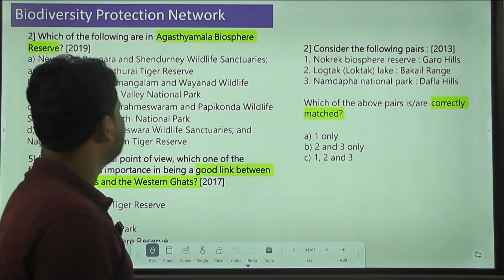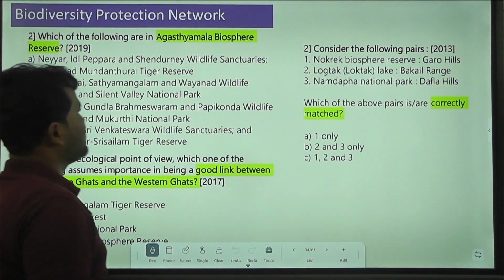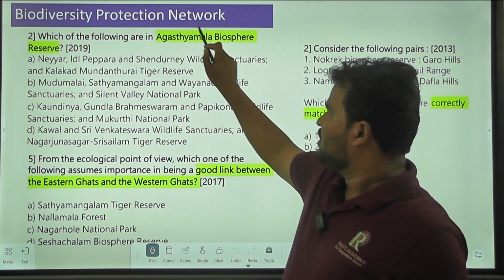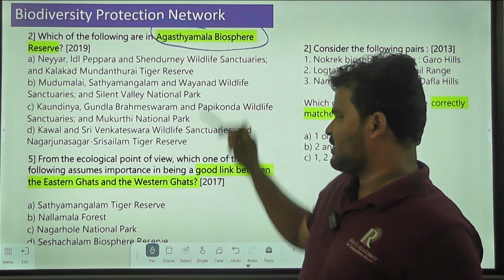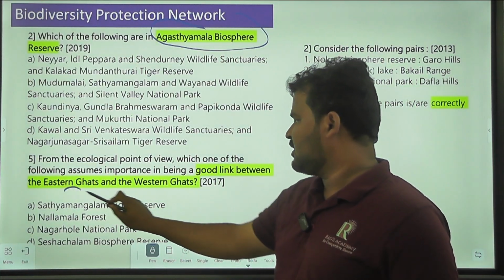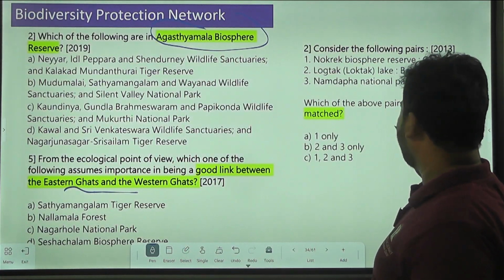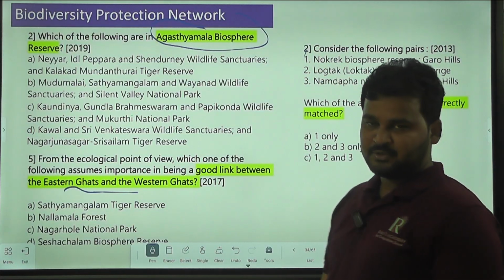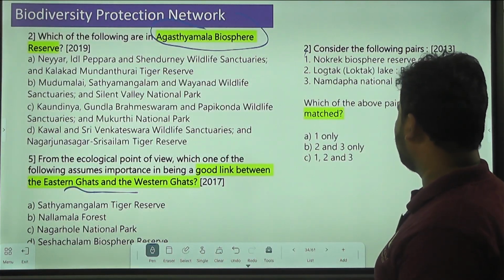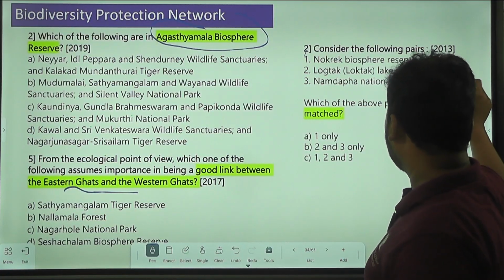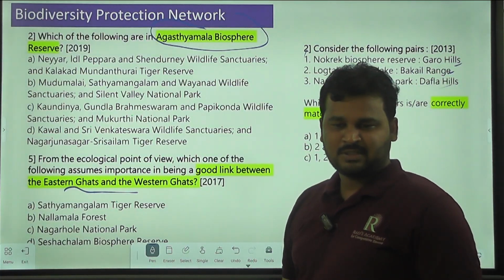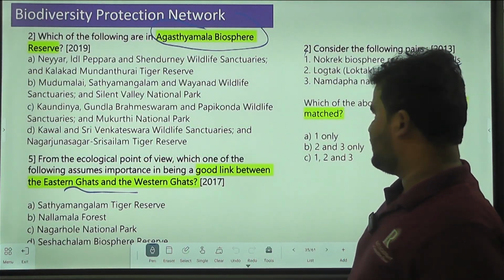Then after that, biodiversity protection networks. As I said, biosphere reserves, Agasthyamalai Biosphere Reserve, and also Eastern Ghats and Western Ghats. They are also asking about the location of biosphere reserves, like Namdapha National Park, Dafla Hills, Loktak, Patkai Hills, Nokrek Biosphere, Garo Hills. So such type of questions are coming here.